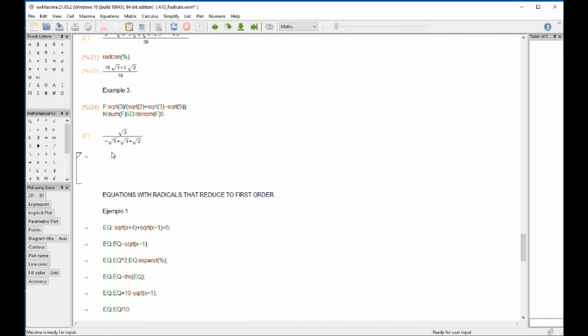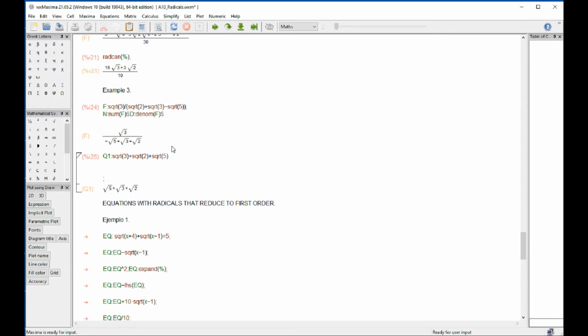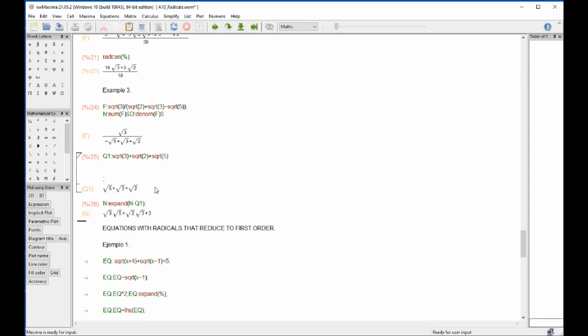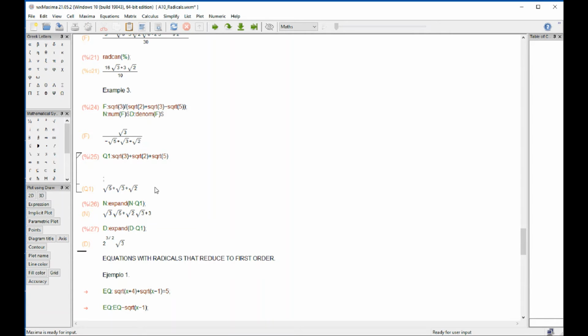I'm going to create a quantity that is going to be, let's say q1, and it's going to be equal to the square root of 3, sorry, let's put it right here, plus the square root of 2 plus the square root of 5. That's going to be like multiplying this quantity and then changing the sign of this minus 1 right here. And so my new numerator is going to be multiplied by this q1, and my new denominator multiplied by q1 gives me 3/2 the square root of 3.